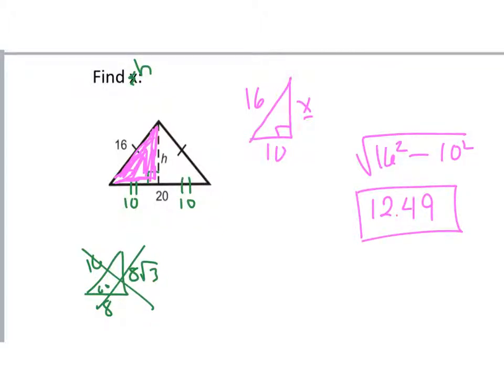which is not 8 square root of 3, which I thought it was earlier. If I look at 8 square root of 3, that's 13.856. So they're a little bit different. Enough different that you would get it wrong on a multiple choice. Okay? All right, let's look at the next one.